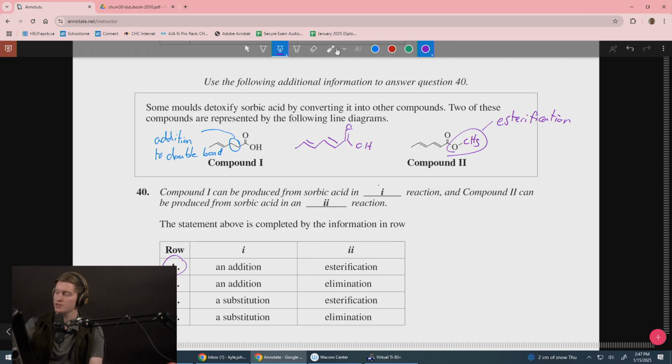An elimination reaction is where you eliminate a functional group and create a double bond. In a substitution, you would be swapping out a functional group for a different functional group.